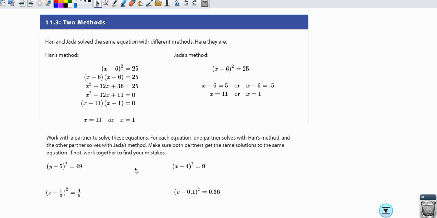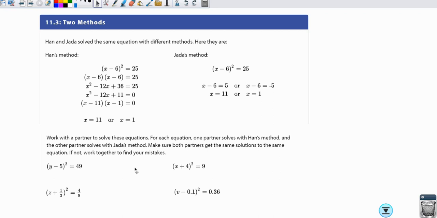It says for each equation, one partner solves with Han's method and the other partner solves with Jada's method. So what you're going to do is a little different. You're going to maybe try one problem with Han's method and then one problem with Jada's method. You want to try each way. And then I will show you both methods so you can compare your steps and then see if we got the same answers with the two different methods.